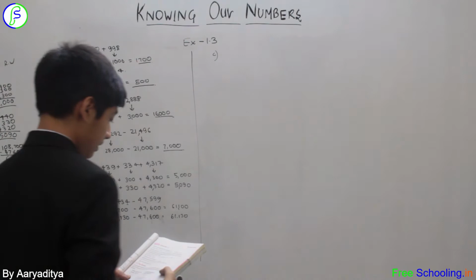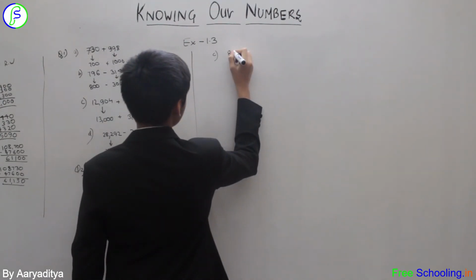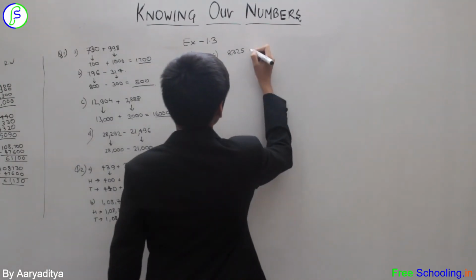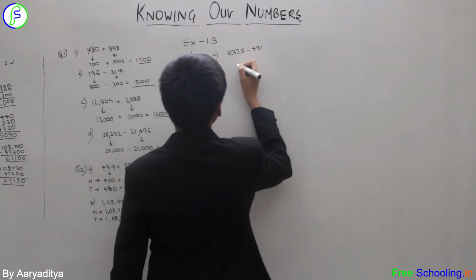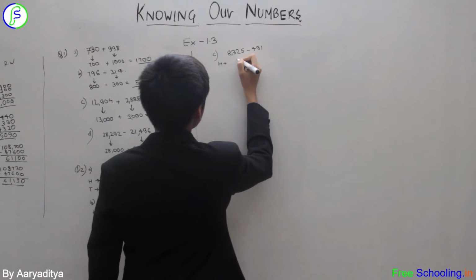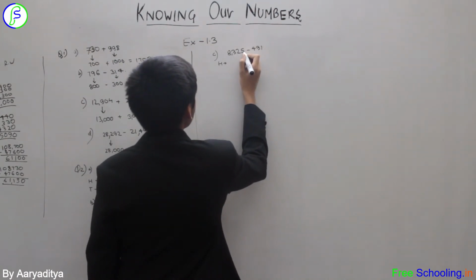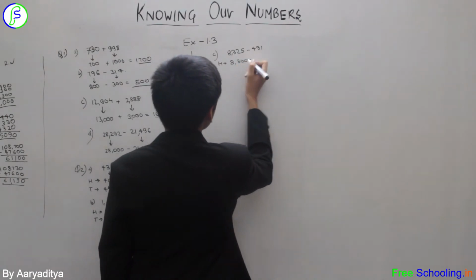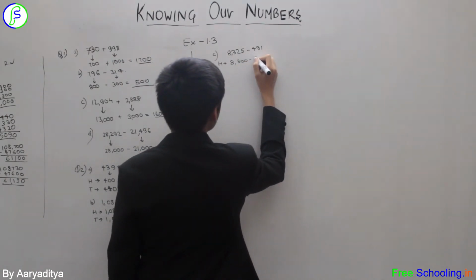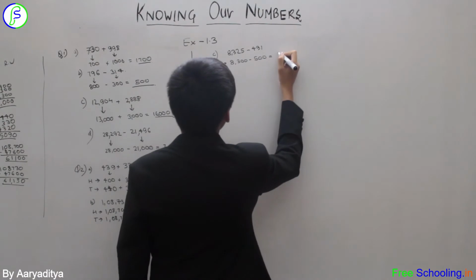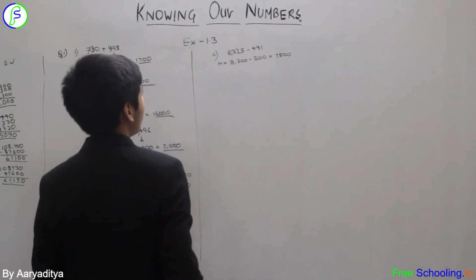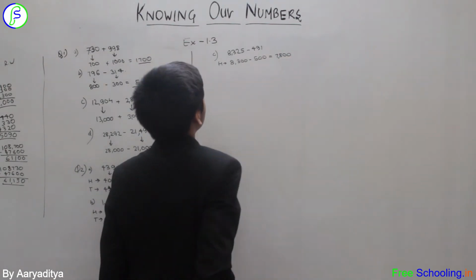It says 8325 minus 491. First, estimating to the nearest 100, what do we get? I'm estimating this one, 25, rounded off to 0. So we get 8300 and minus, estimated to the nearest 100, we get 500. So what are we left with? We get 7800 as our answer, inserting the commas.